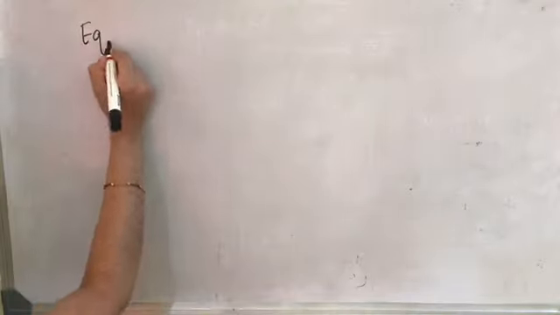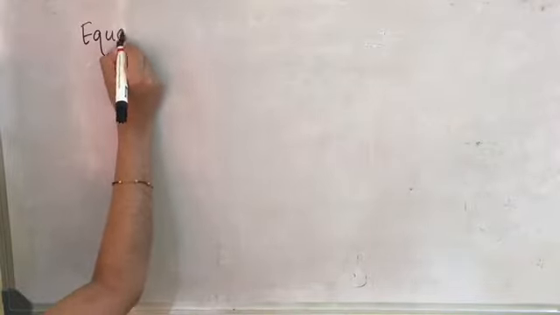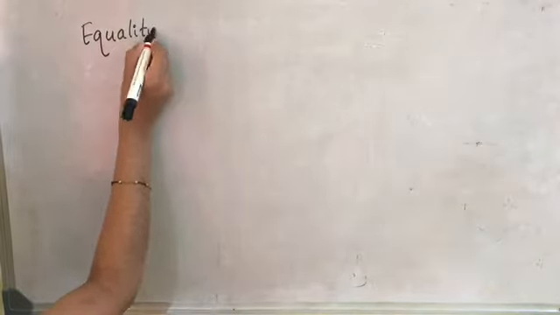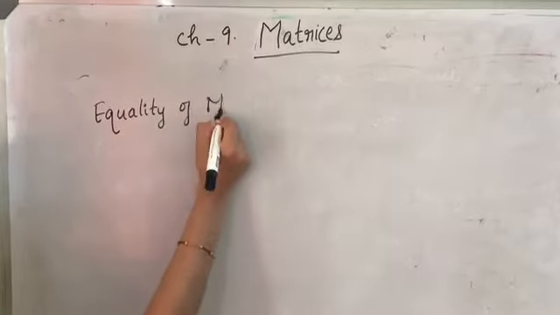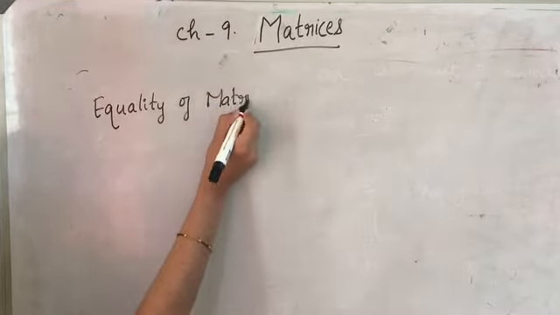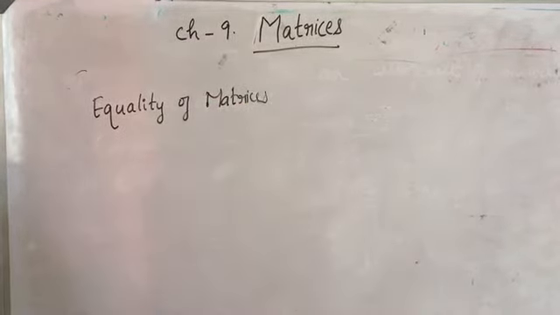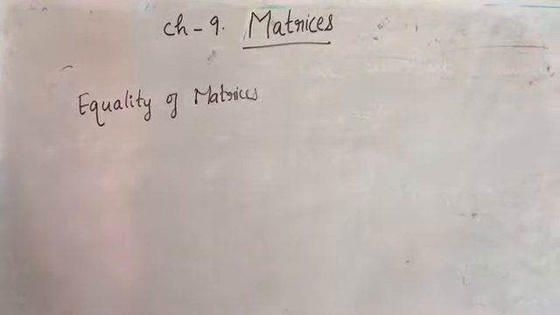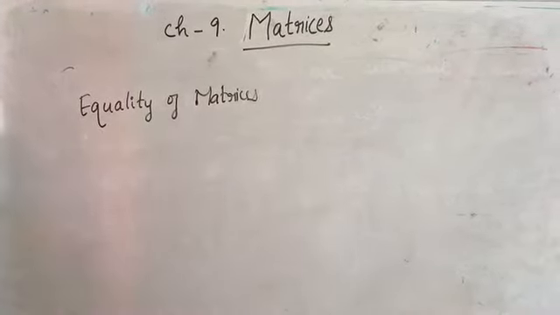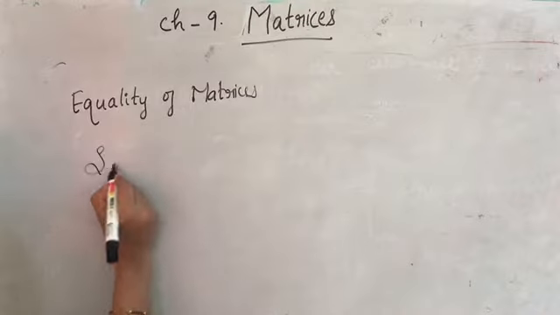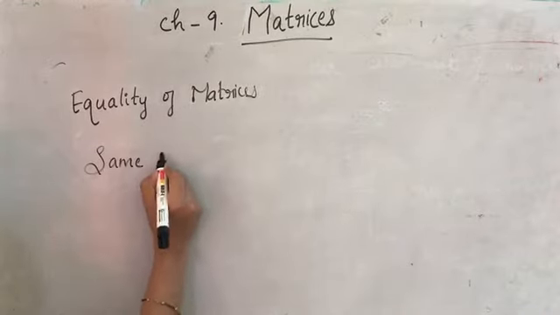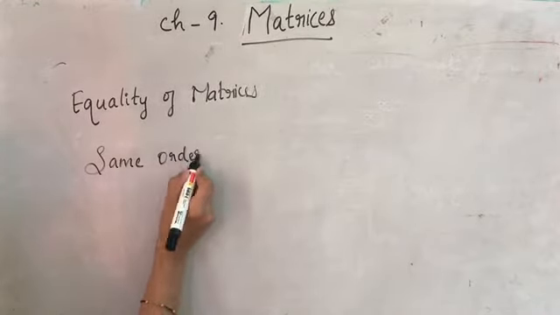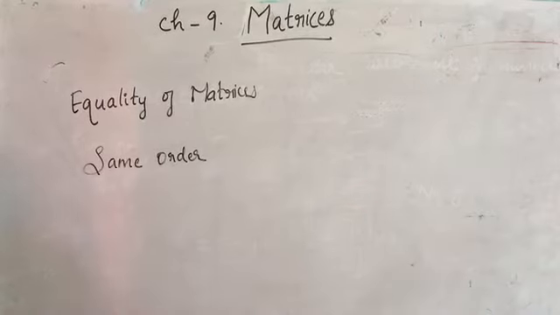Next, coming to the equality of matrices. Equality of matrices. Two matrices are said to be equal if both matrices have the same order. So the first condition is that both the matrices should have the same order. Then the corresponding elements of both the matrices are equal.